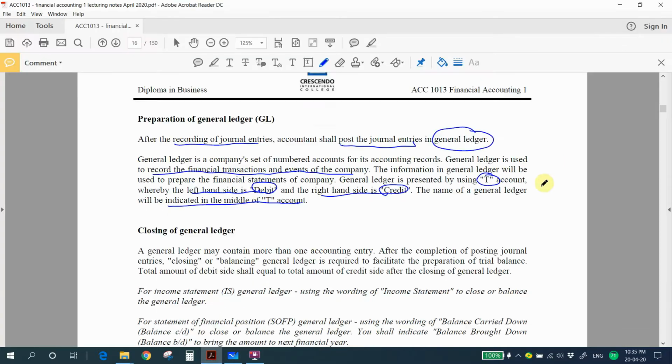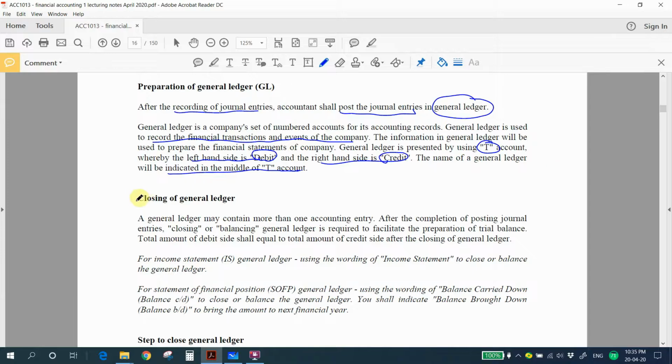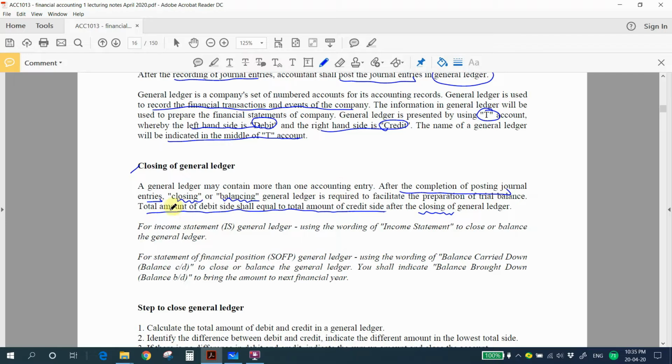We go back to the textbook. After you record all the general ledger, you have to do a step called closing. So what is closing of general ledger? A general ledger may contain more than one accounting entry. After the completion of posting your journal entry, closing or balancing the general ledger is required to facilitate the preparation of the trial balance. The total amount of the debit side shall equal the total amount of the credit side after you have closed the general ledger. So these are some guidelines for you when you do the closing of your general ledger.